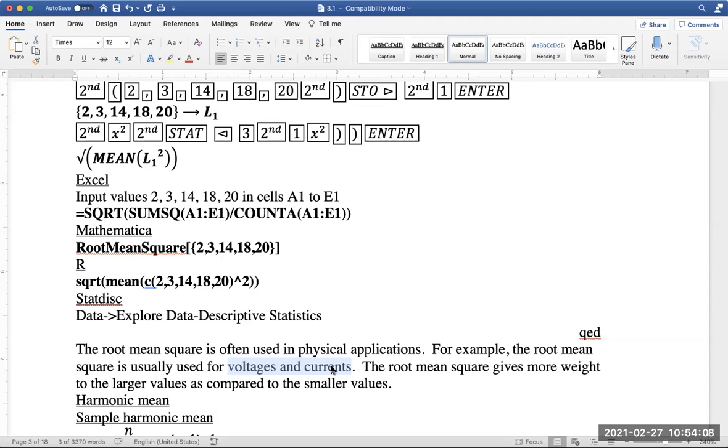So you want to use root mean square for voltages, for currents, and for things in a hardware store, like a bolt. Sometimes you put the bolt inside the nut and sometimes it fits and sometimes it doesn't, even though it's saying that it should fit, because there's this variation and they didn't take into account that they should put a lot of weight on the biggest one, because if it's too big, it doesn't fit.